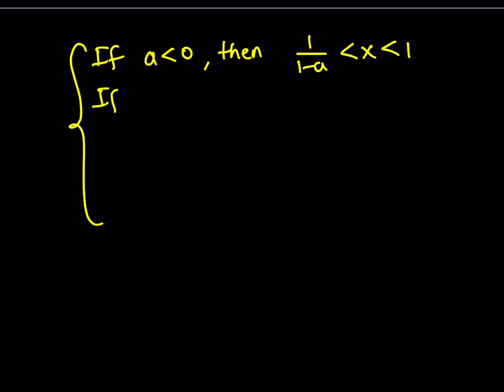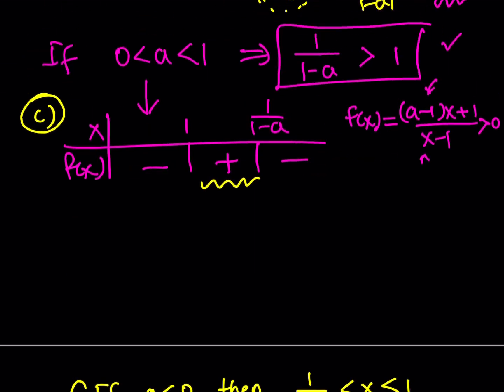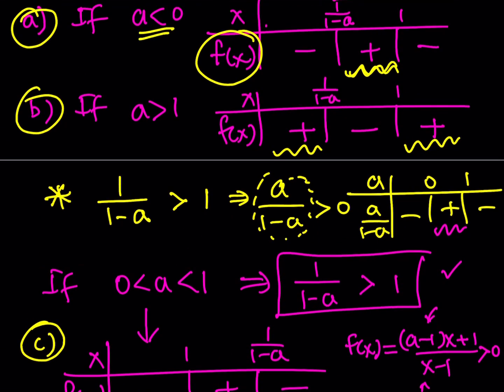If, on the other hand, a is greater than 1, remember they came together, then we have a different table, therefore the solution is going to be different, but the solution has two pieces, so I'm going to write it as x is less than 1 over a, or x is greater than 1. Again, that comes from the b part. Notice that we have two different pieces here.